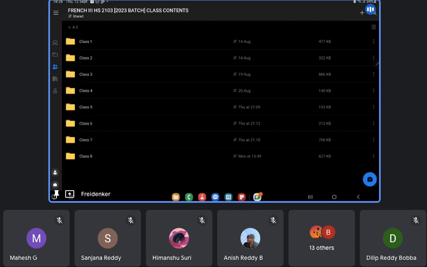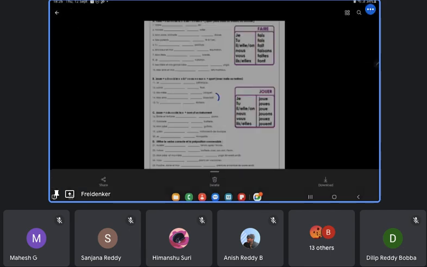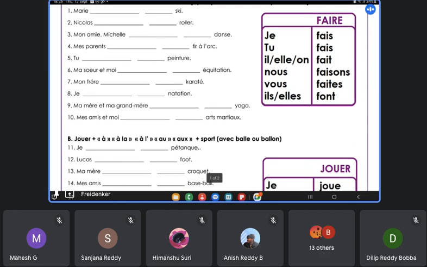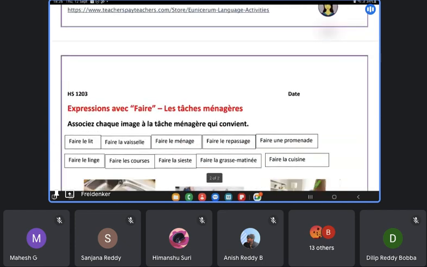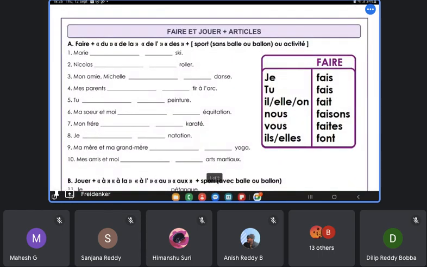There's nothing new in class 2. There are no new rules in class 2, but there are some questions. You can go through the questions. Class 3 worksheet, we'll just see. See, you have faire conjugation here. They won't give it to you in the exam. You're supposed to know it. Jouer conjugation is here. Are there any other conjugations? No, no other conjugations. See, you look at the question here.